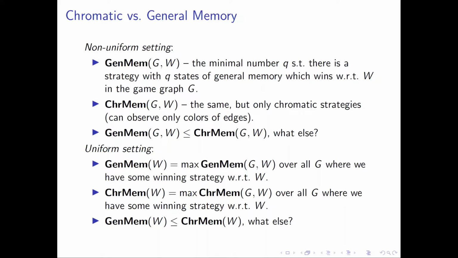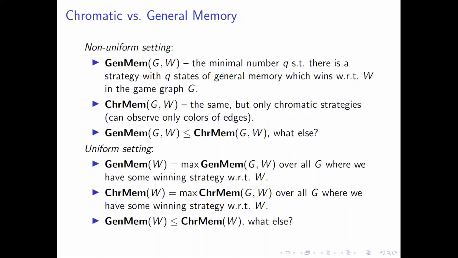And then we also define the same thing in the chromatic setting. So chromatic memory of W, you consider all game graphs G where you have some winning strategy with respect to W, and then you take the maximal of the chromatic memory that you need to win in these game graphs. Again, both these quantities can be infinite, but we are interested in their relationship when they are, say, both finite.